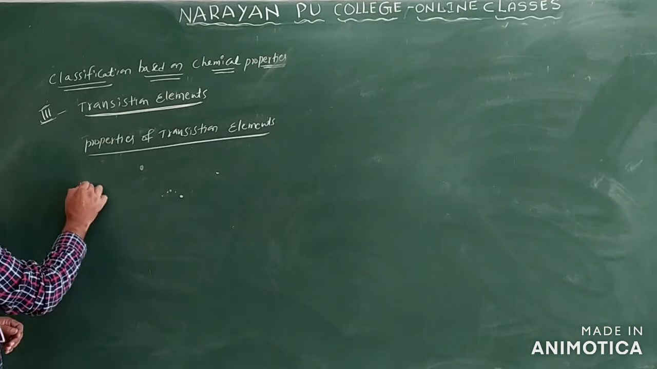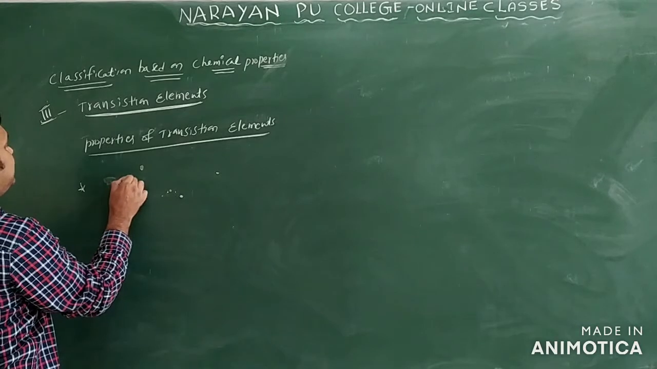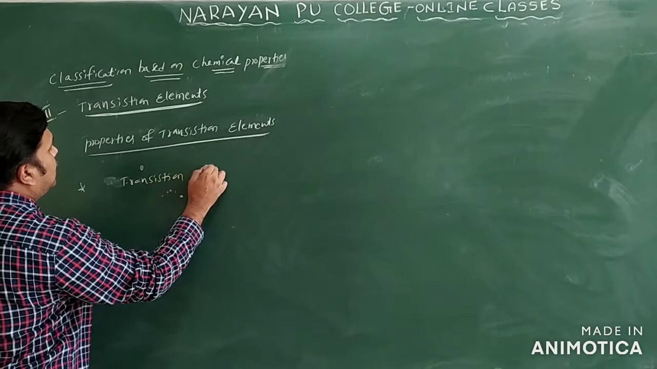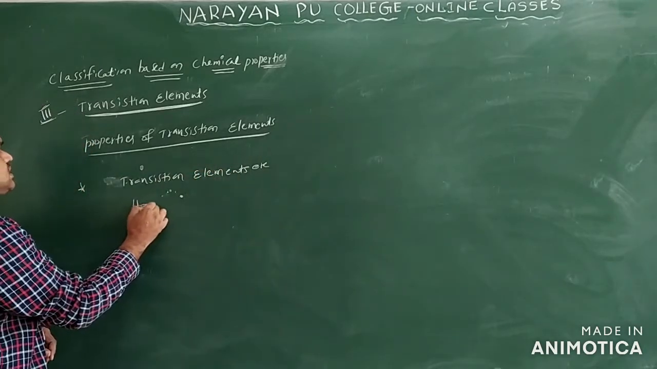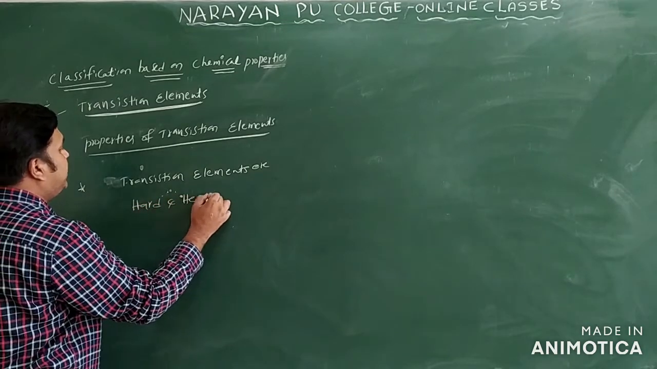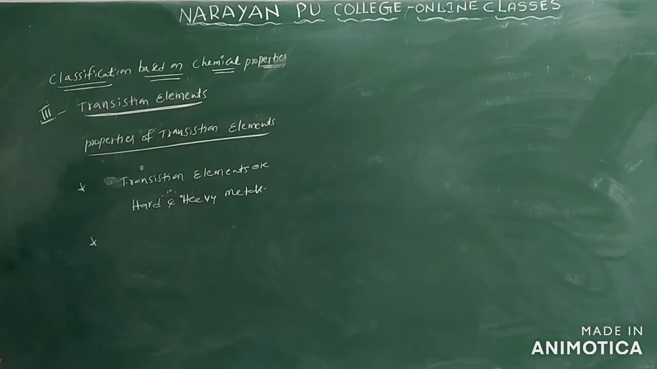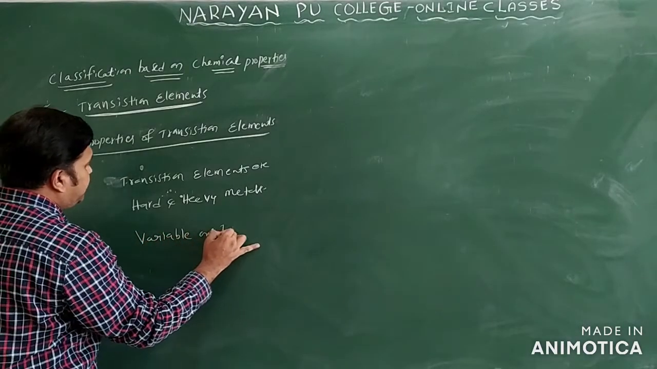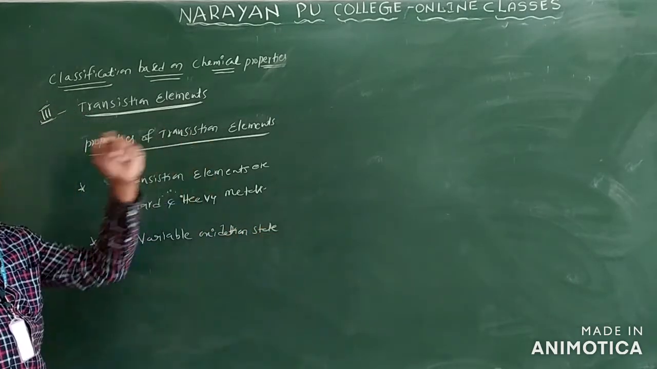Generally, transition elements are hard and heavy metals only. Generally they will form variable oxidation states. They will show variable oxidation states. What is variable oxidation state? Elements show more than one oxidation state.